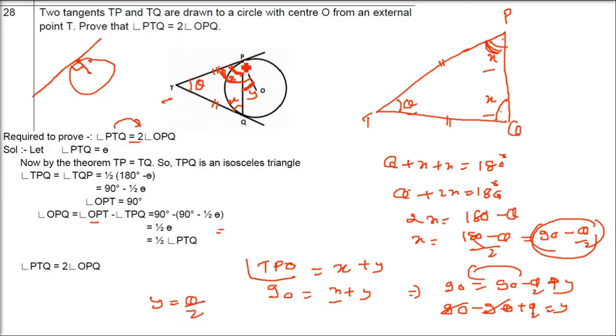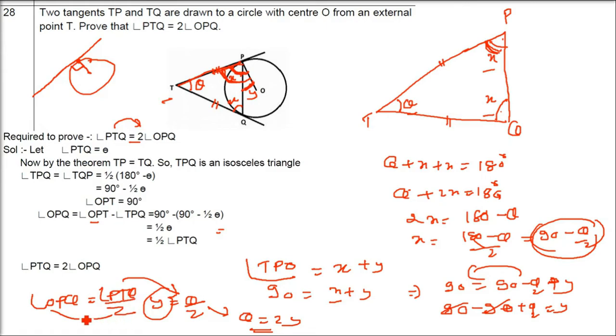So y is theta by 2 and theta is angle PTQ. So angle PTQ by 2 is y. And what is y? y is angle OPQ. Angle PTQ was theta, so the relation is theta equals 2y. So angle PTQ equals twice angle OPQ, and angle OPQ equals angle PTQ by 2. Whichever way you write, it's one and the same thing. So angle PTQ equals twice angle OPQ, which is what was asked for.